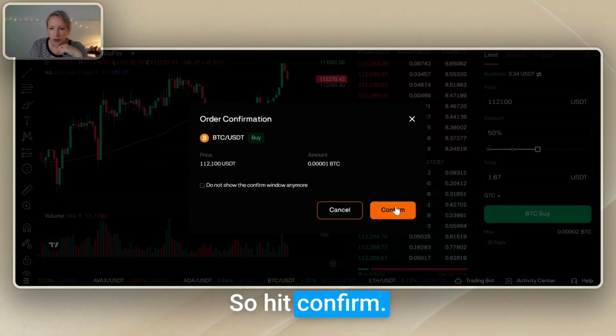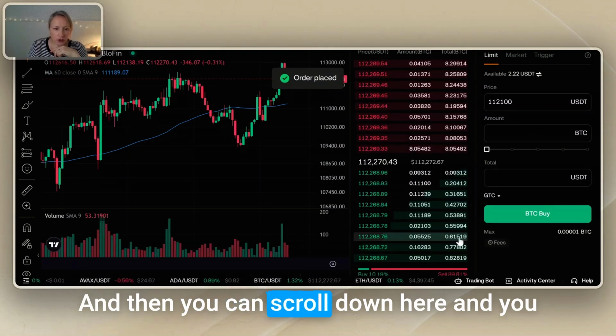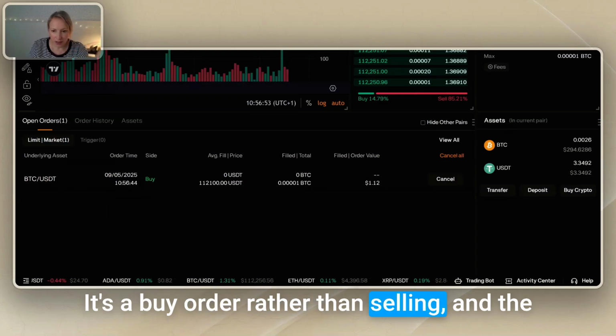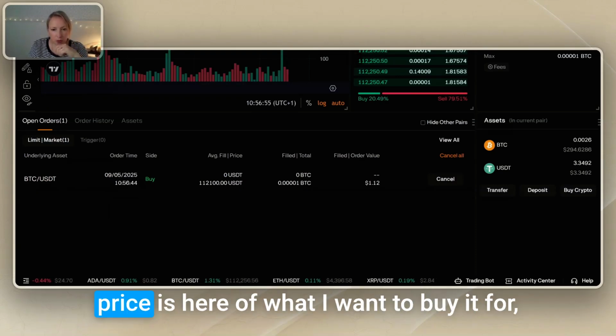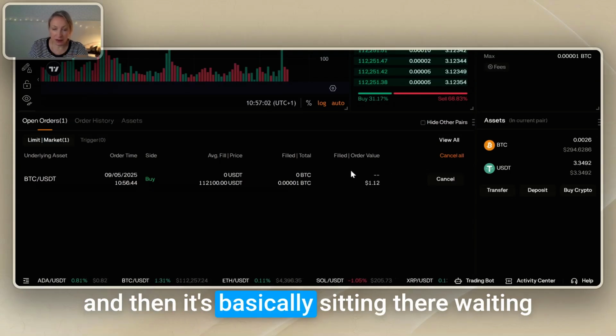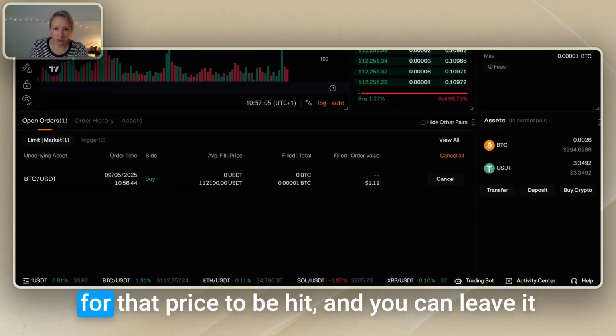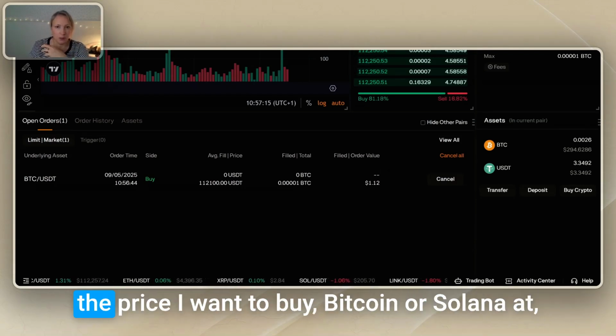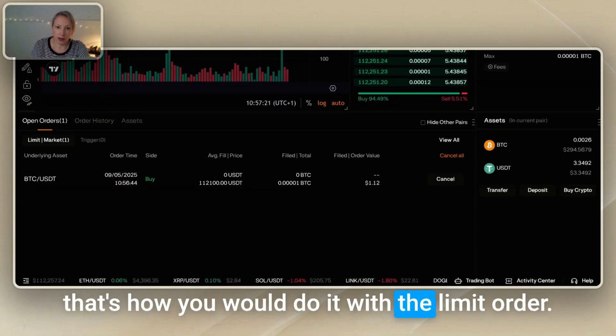So hit confirm. And then you can scroll down here and you can see that this is the order I've just placed. It's a buy order rather than selling. And the price is here of what I want to buy it for. And then it's basically sitting there waiting for that price to be hit. And you can leave it there. So if you have a specific price in mind that you've researched and you think that's the price I want to buy Bitcoin or Solana at, that's how you would do it with a limit order.